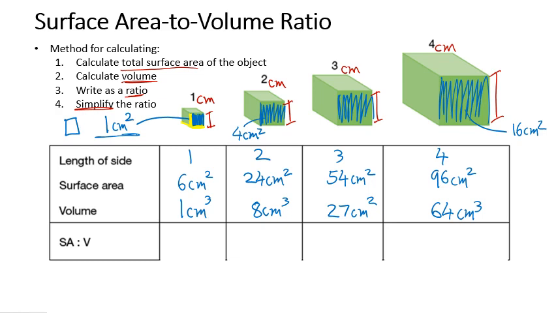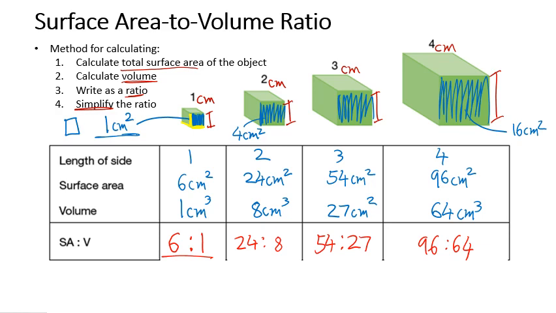And now we compare the surface area to the volume and write it as a ratio, and then we simplify. So for the small cube, the surface area to volume is 6:1. The larger cubes are 24:8, 54:27, and then 96:64. So it's hard to compare these ratios because we don't have a common second digit. So ideally, we should try and get all these ratios to be compared to 1. So the first cube is done.